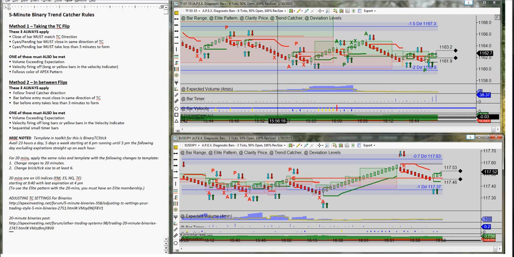You can use just the trend catcher in that. And when you get the arrow, you follow the same rules that you do for the 5-minute binaries.